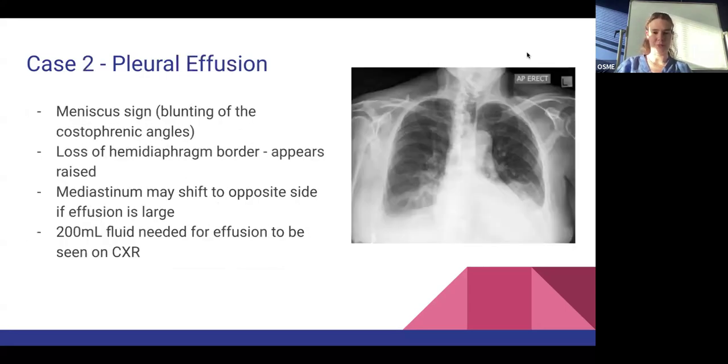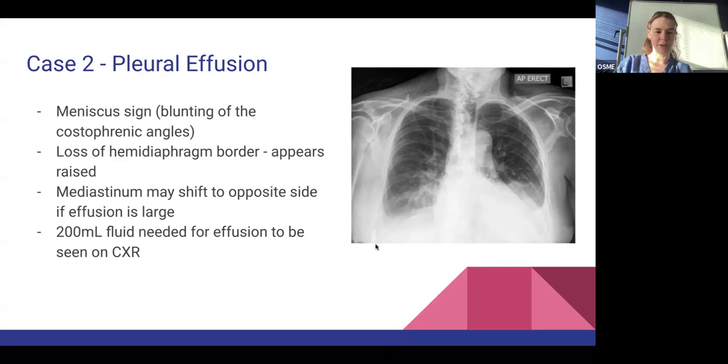Okay, case 2. We've got a pleural effusion. It shows the meniscus sign. So hopefully you can see around here, it's some real blunting of the costophrenic angles, which should be super sharp, should be really pointy, but they're not, they're rounded, and that's because of the fluid. And that's why I said it's really important to look for whether or not the patient is erect, because if they were lying down, you wouldn't expect this blunting, but they could still have a pleural effusion. They should always be standing up unless there's a reason for them not to be.